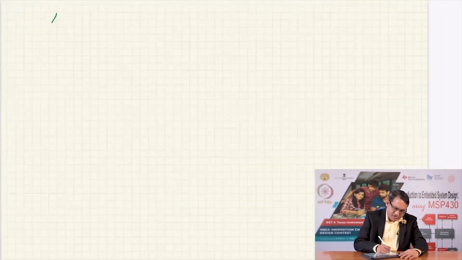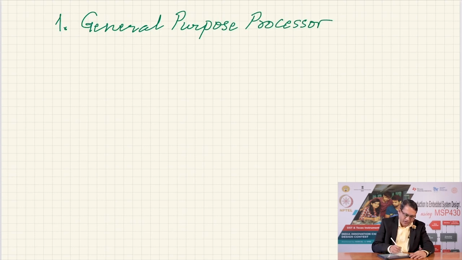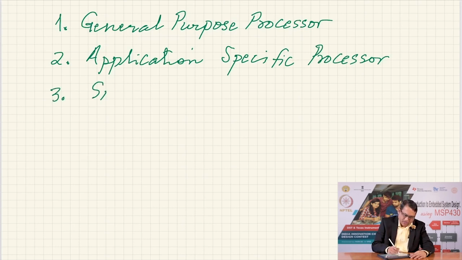If you recall, in the last lecture I mentioned that there are three methods of implementing the embedded computer. The first one is using a general purpose processor. The second is using an application specific processor, and the third being single purpose computer.